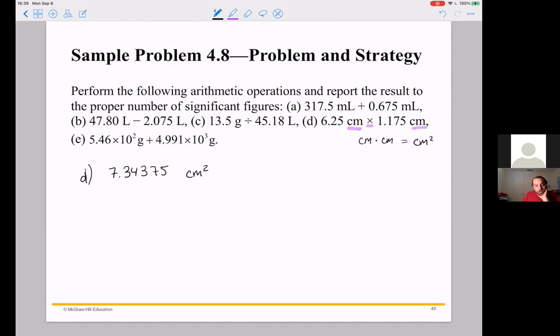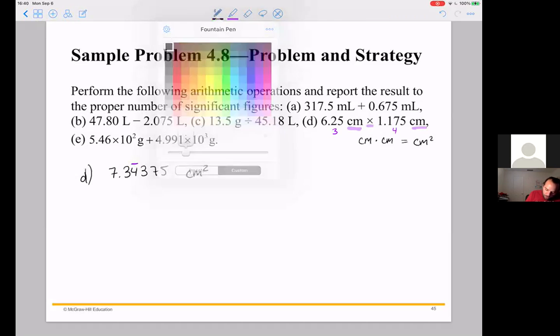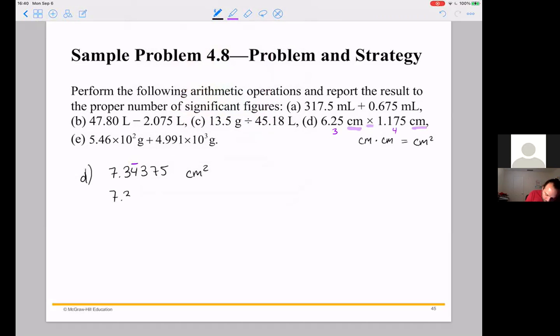And then if I'm going to pay attention to sig figs, I'm just going to count. The 6.25 has 3, the 1.175 has 4, so my final answer should have 3. So what I would report is 7.34 centimeters squared.